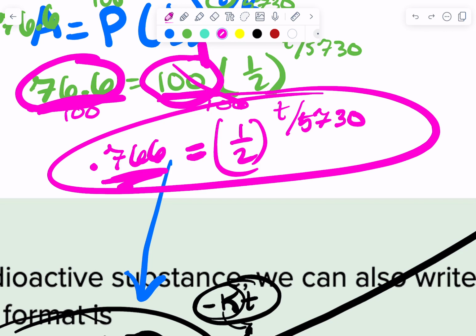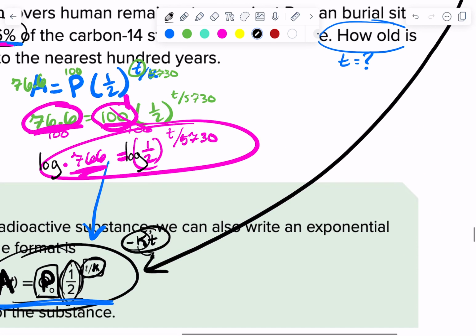Okay, now what? What shall we do now? You can't do anything else. Let's change to log. Do you want log or ln? Log. So let's log both sides. Log, log. Okay, and then what?